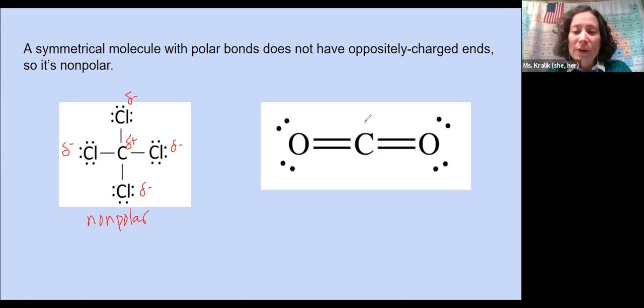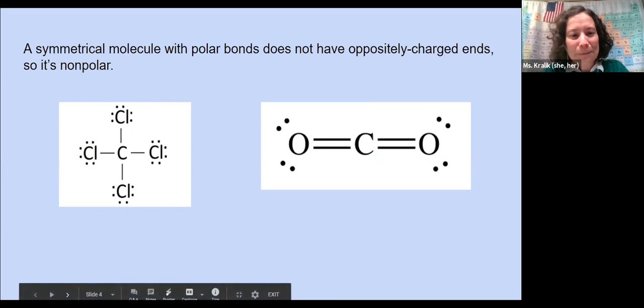Same thing happens with carbon dioxide. Carbon's partially positive. Both oxygens are partially negative. Because it's a linear molecule and both ends are negative, it doesn't have a dipole. It doesn't have two opposite ends. And so this is another non-polar molecule. The other way that a molecule can be non-polar is if it has all non-polar bonds, because then there aren't even any partial charges to balance out.